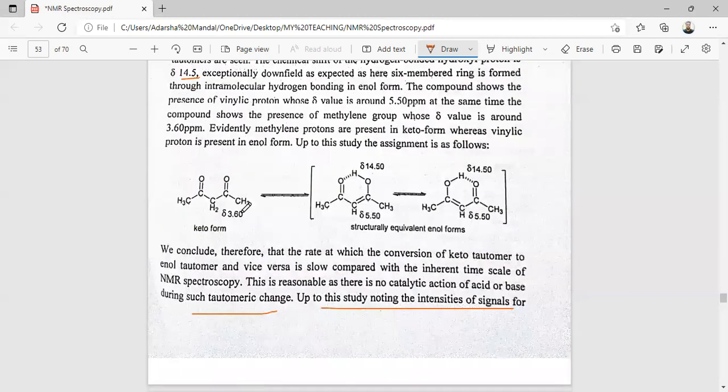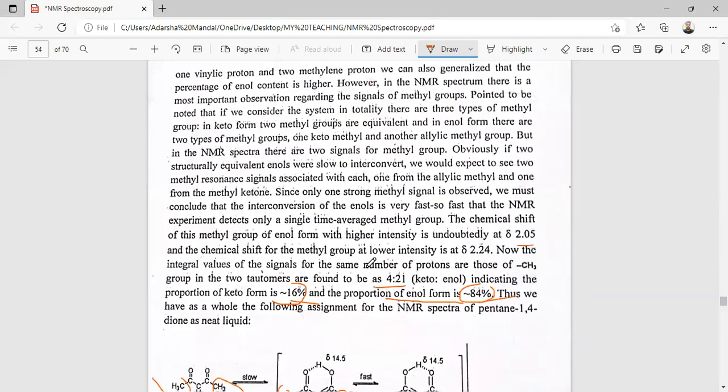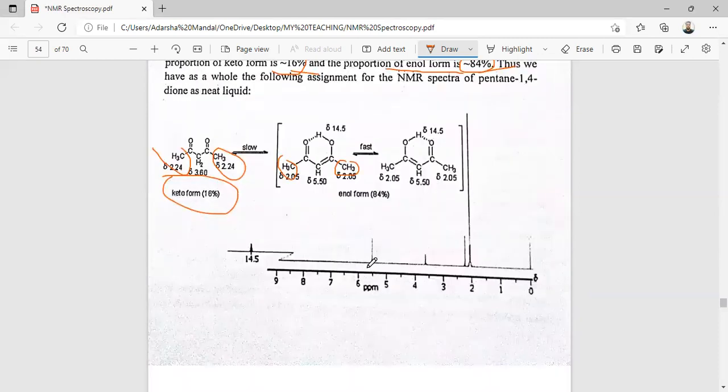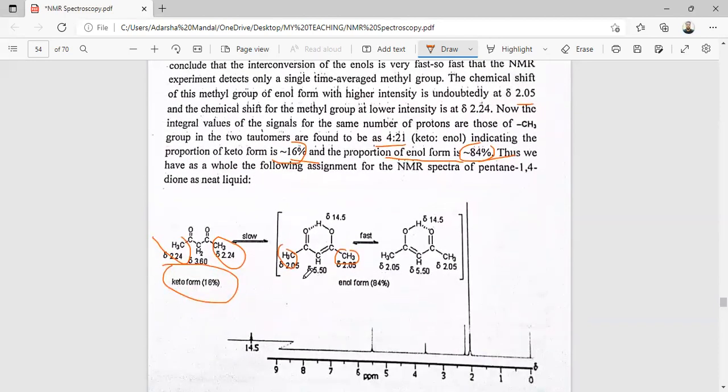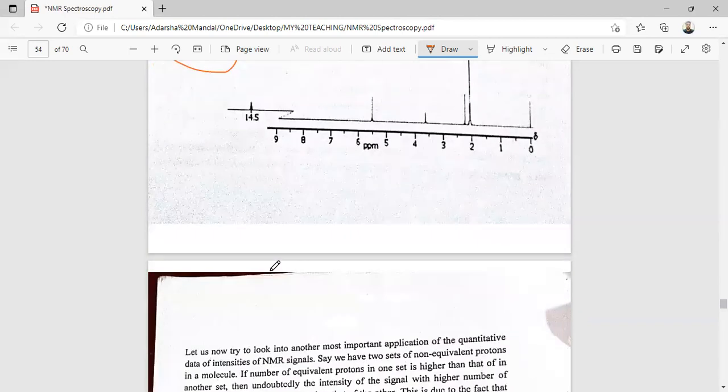And also here, these are the methylene protons, and here is the vinylic proton. So here it comes at 3.60, and the vinylic proton is more downfield, so it comes at 5.50. So that's how we can calculate the percentage of keto-enol tautomerism in the molecule by simply integrating the number of protons in the NMR spectrum. So thank you.